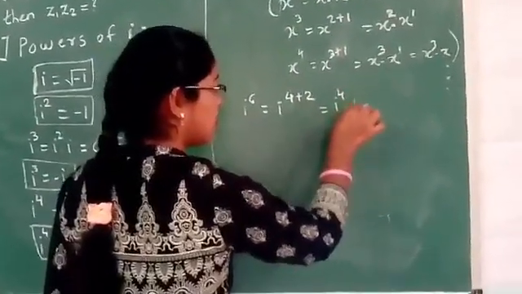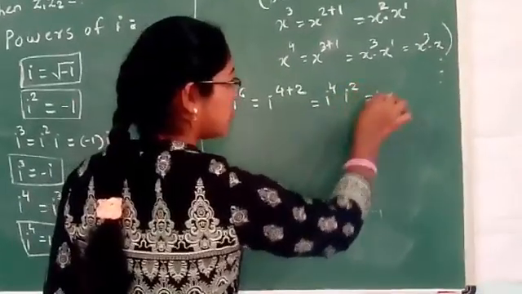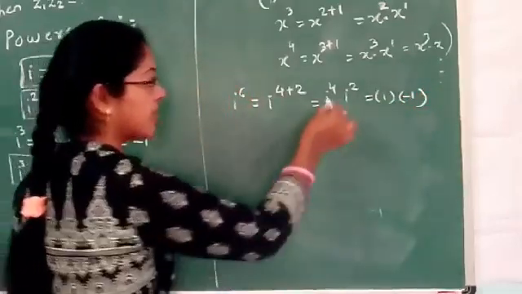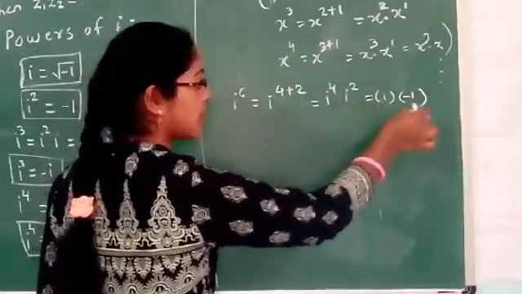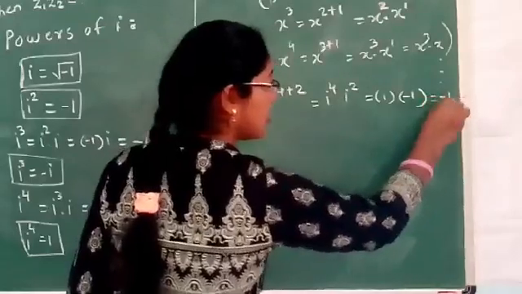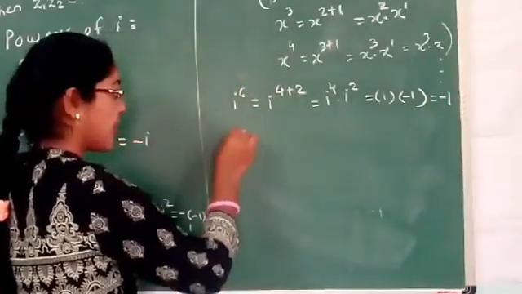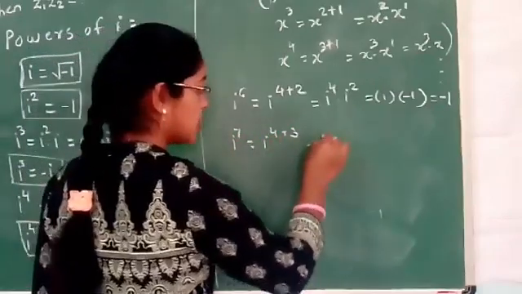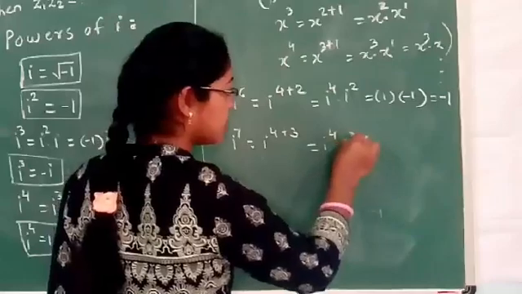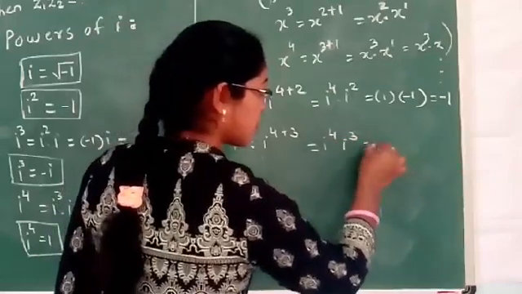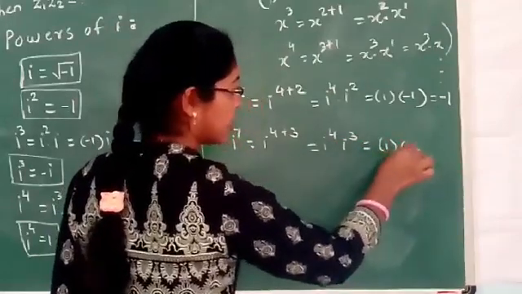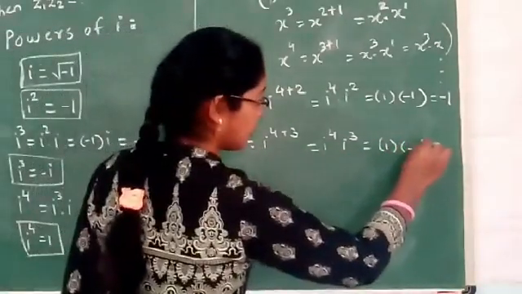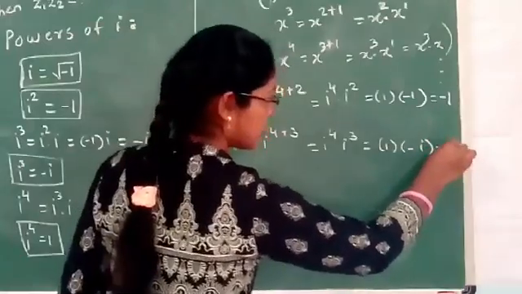So i raised to 4 into i square. i raised to 4 is 1 and i square is minus 1. This is minus 1. Now i raised to 7 is i raised to 4 plus 3. So i raised to 4 into i cube. i raised to 4 is 1 and what is the value of i cube? Minus i. This is minus i.